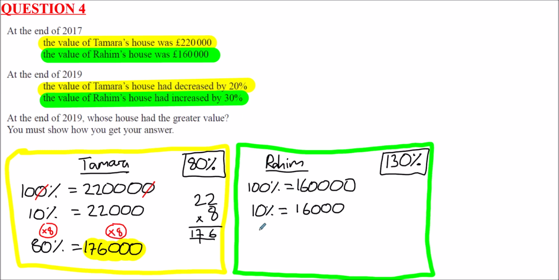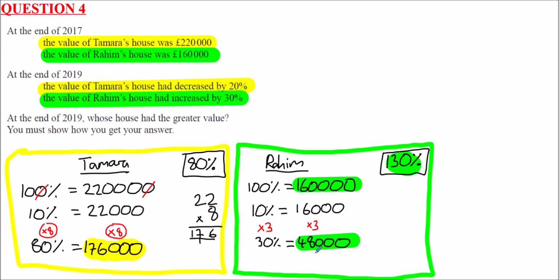Then if you multiply that by 3 to get 30%, we can see that Raheem's house, 30% of its value was £48,000. 16 times 3 is 48, add on the zeros. So Raheem's final price of 130% is the initial 100% plus this extra 30%, which is 48,000. So if we add these two totals together, 160,000 plus 40,000, well, that gives us 200,000.